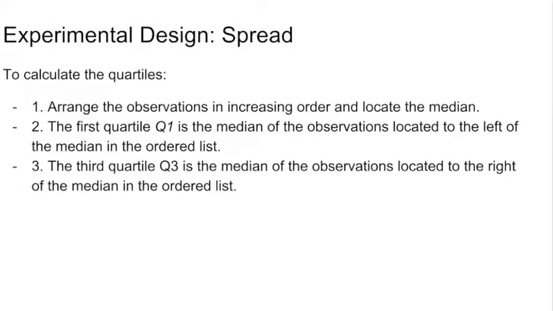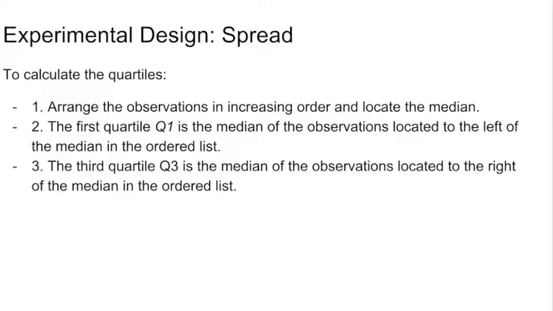Continue on to spread. When we want to calculate the quartiles, we arrange the observations in increasing order and locate the median. The first quartile, also known as Q1, is the median of the observations located to the left of the median in the ordered list. That is basically how I approach most of these. I think of the first quartile as the first quarter of the data in the data list.